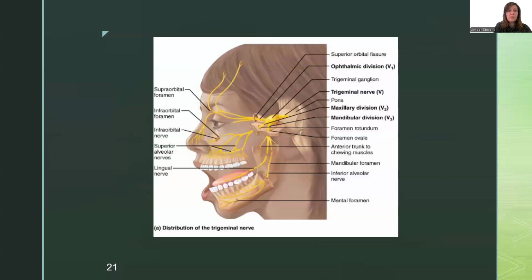Okay, so you want to keep this image throughout this program. You'll be referencing it. You will need to know these nerves specifically, especially when you get into pain management, because these are the nerves that we're going to be giving anesthetic to numb the teeth. So this nerve is of particular importance to know in this program.